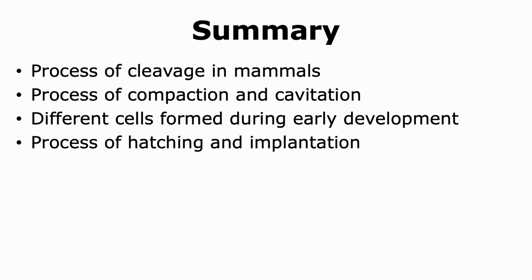So, to summarize, we learned about the cleavage process in mammals and the processes of compaction and cavitation. We also learned about the different cells that are formed during the early development process, as well as the processes of hatching and implantation.